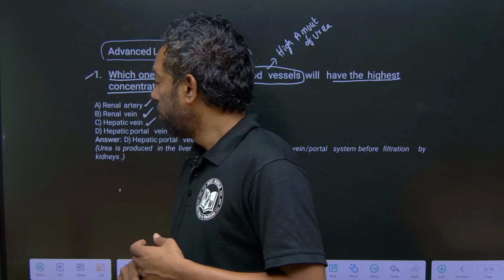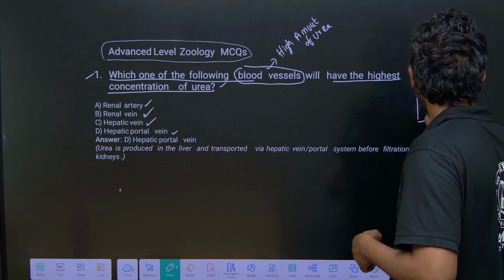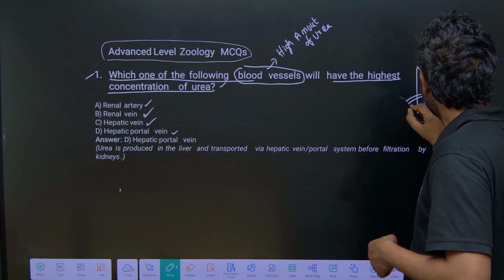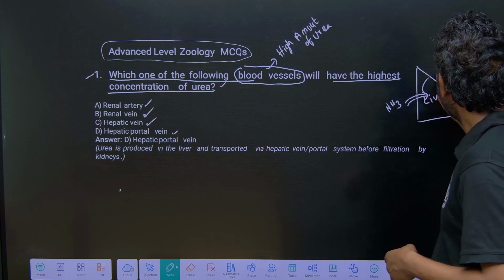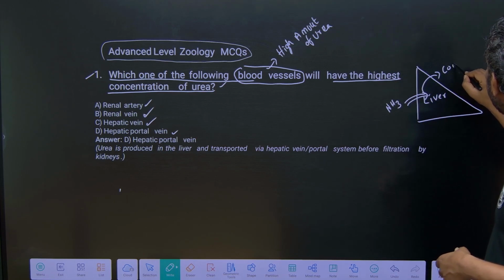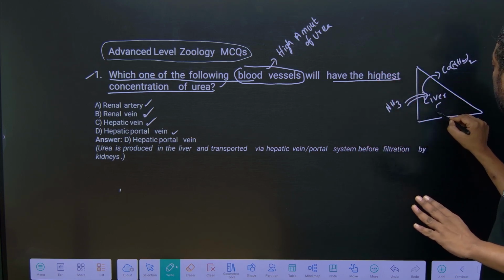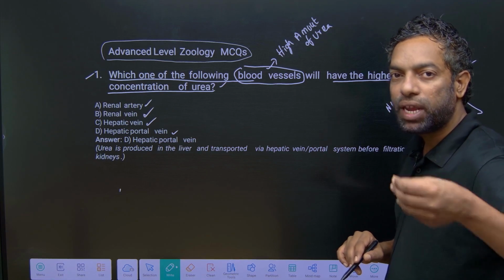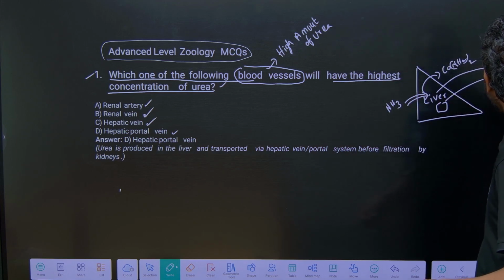No, where is urea produced? In the liver. In the liver, ammonia is converted into urea. Urea formula is CONH2. Ammonia is converted into urea in the liver. The study of the liver we call hepatology. The vein which is directly connected to the liver is the hepatic vein.